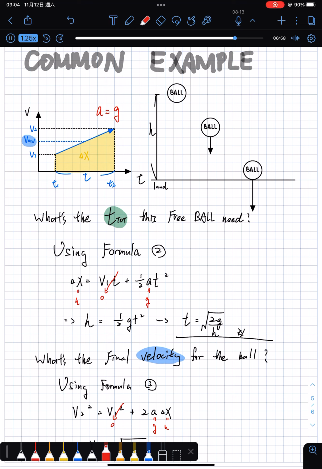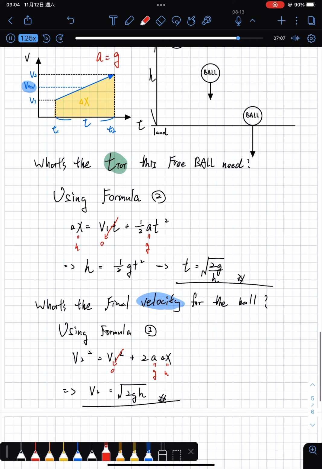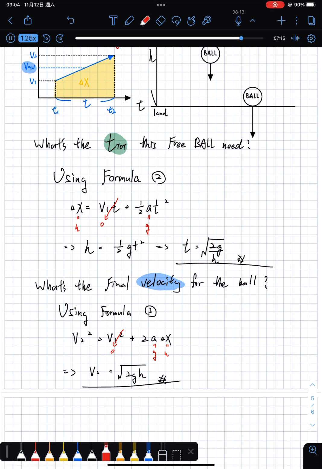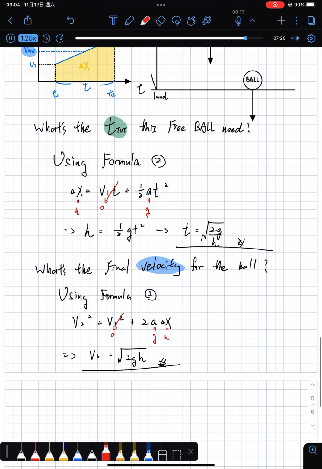We use formula 2. Delta x equals v1t plus 1 over 2 at squared. And we know delta x equals the height, h. And we have no initial speed, so v1t equals 0. And a equals g, because you are on the Earth's ground. So it's very easy to get the height equals 1 over 2 times g times t squared. Then you can get t equals the root of 2h over g.